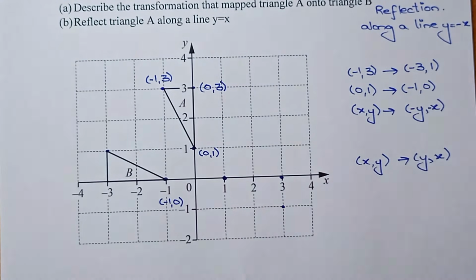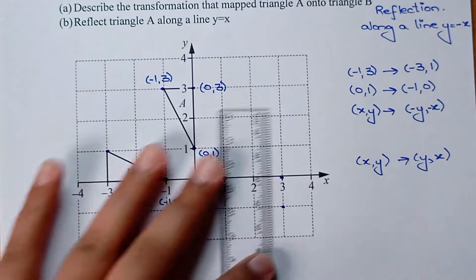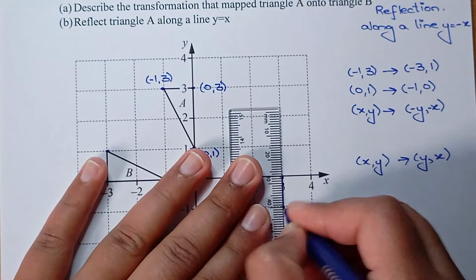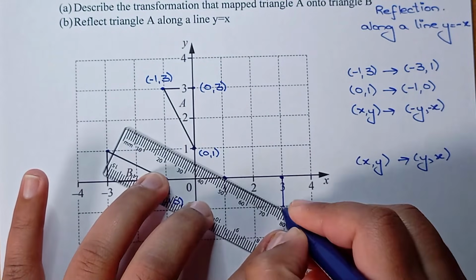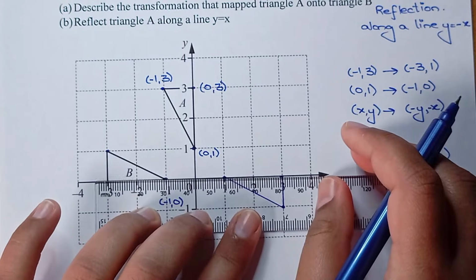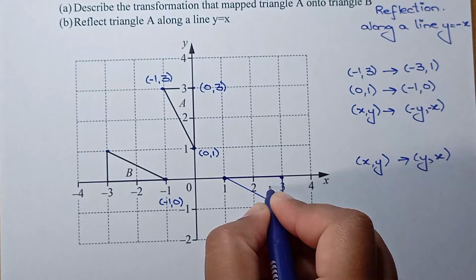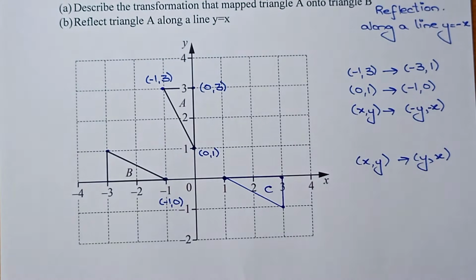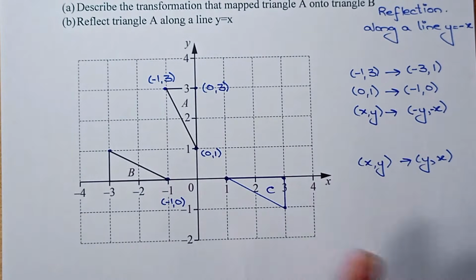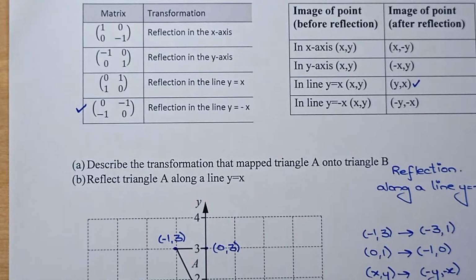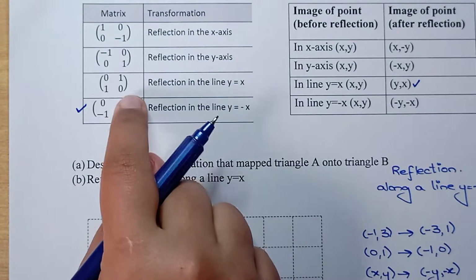So this is triangle C after a reflection along the line y equals x. You can see that by using the coordinate formula, we can easily find the reflection. And the matrix representing this reflection along the line y equals x is 0, 1, 1, 0.